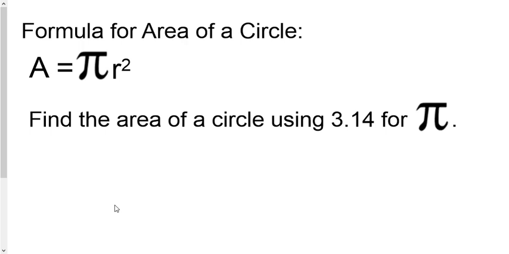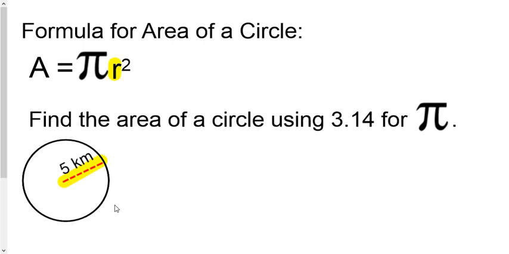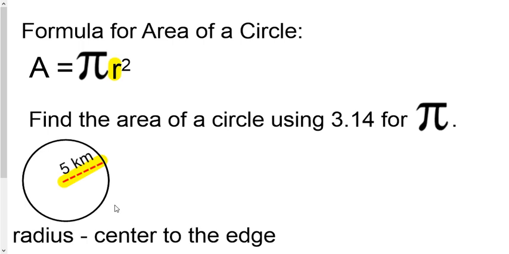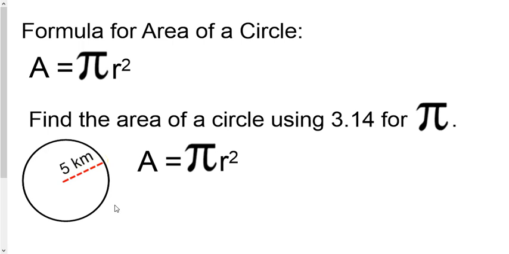When they tell you to use 3.14 for pi, that's what you've got to slide in for pi. So when they give you a circle like this, just remember that this is the radius. It's from the center of the circle to the edge, and that's going to represent the r in the formula. Pi, well, they told you it's 3.14. So let's go use the formula to find the area.